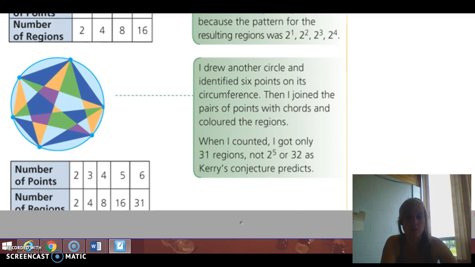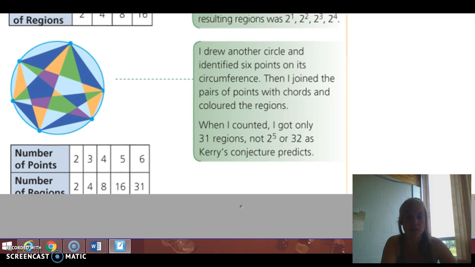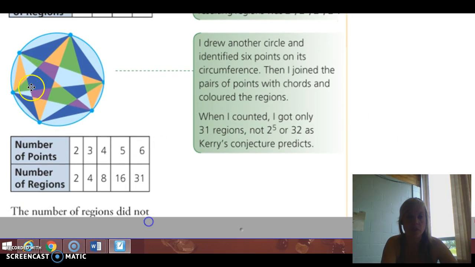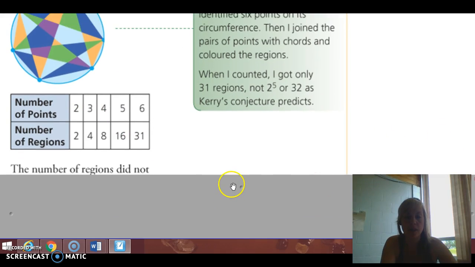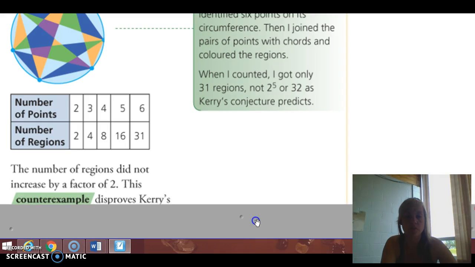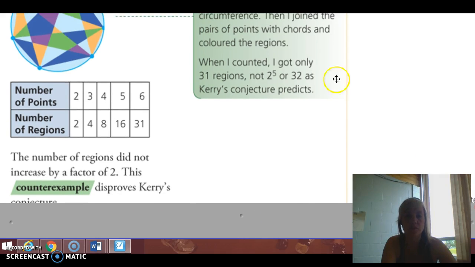But what we find out is when we get to 6 points on the circle, you count the regions, there is only 31. So that would be a counterexample to this conjecture.